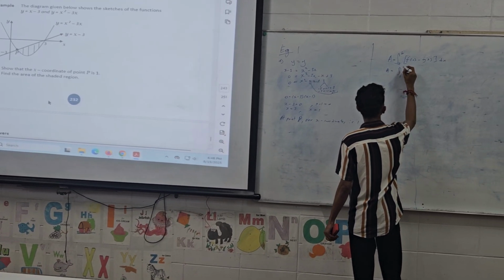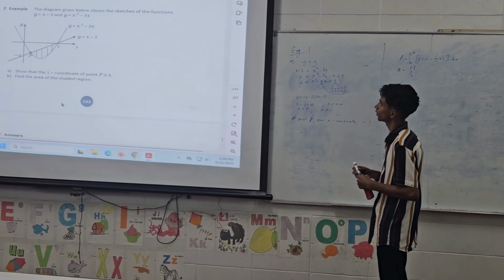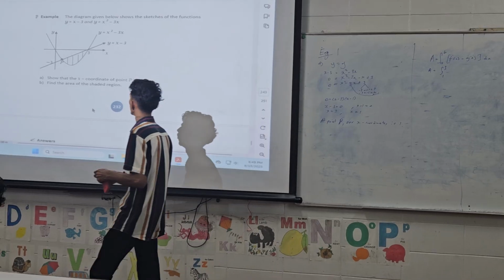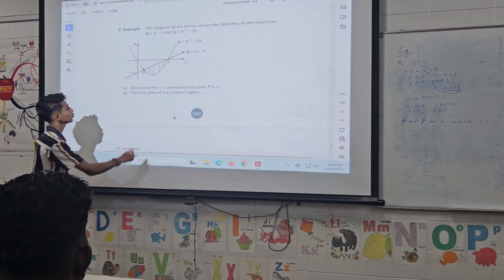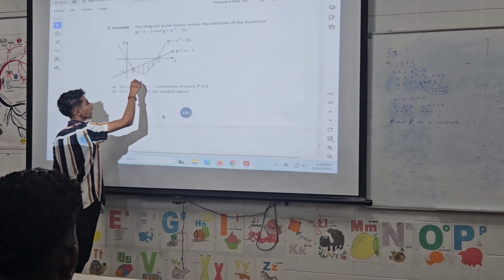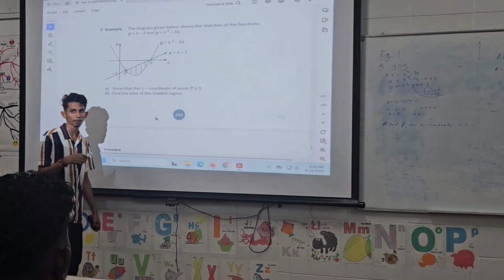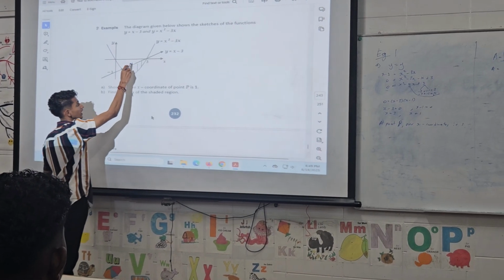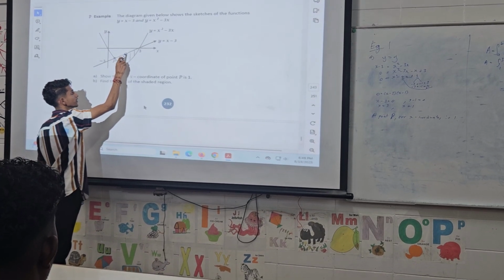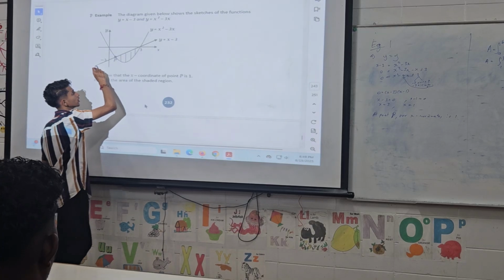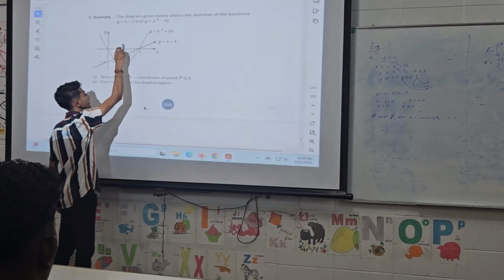Integration, lower limit will be 1, upper limit will be 3. And for our f of x, we have to know which curve is our upper curve and which curve is our lower curve. To show that, we have to draw a vertical line at the shaded region. Whichever function touches the vertical line first will be our upper curve. So this is our upper curve since it touches the vertical line first.